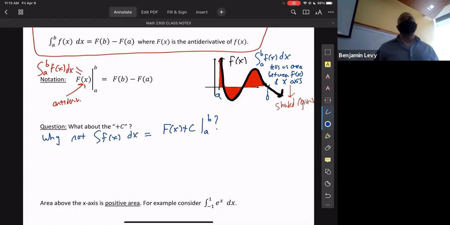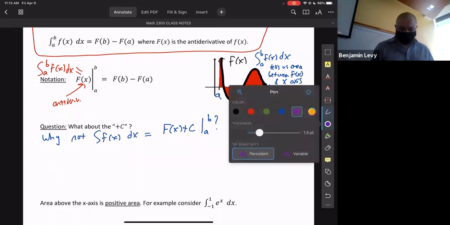Anything? Any ideas? So that's the question, right? People sort of think, well, the plus C would be there, and if it's not there, does it change? I guess my argument would be it wouldn't actually change the value if we include it. Yeah, that's a good thought. Why? And people see what I'm saying there, right?